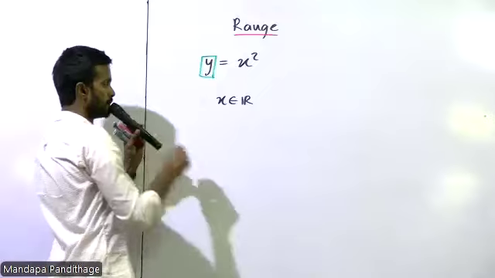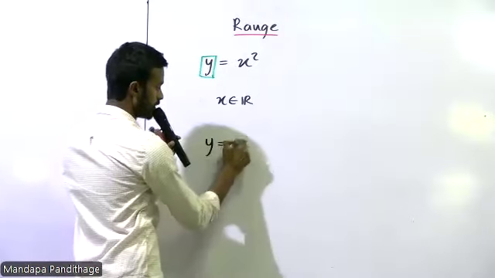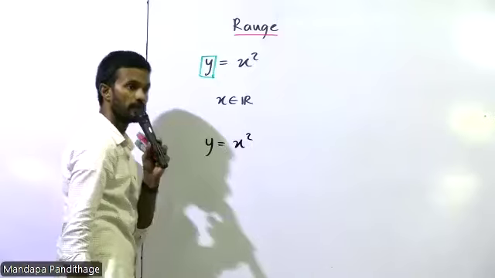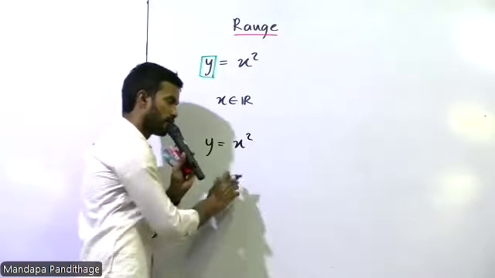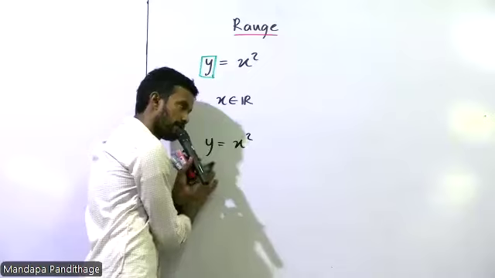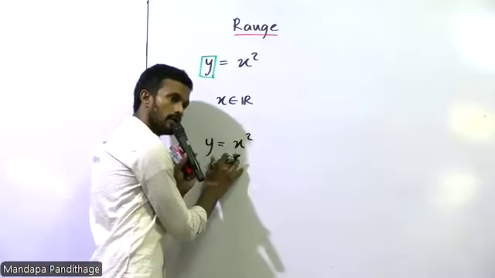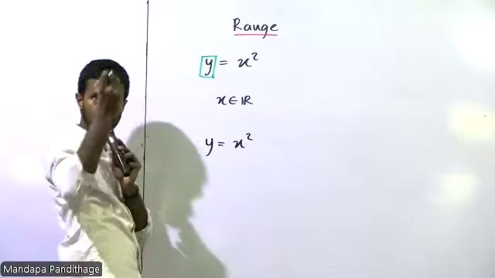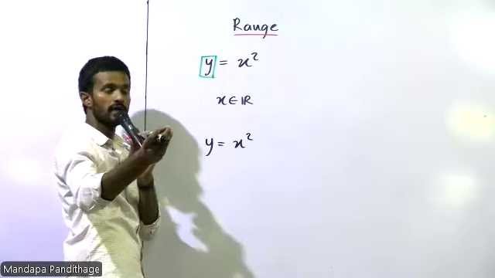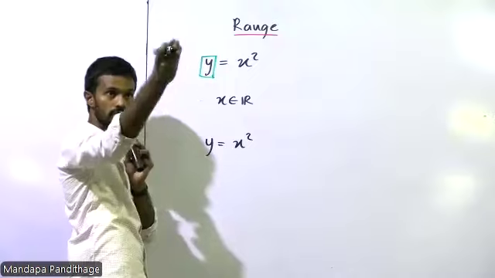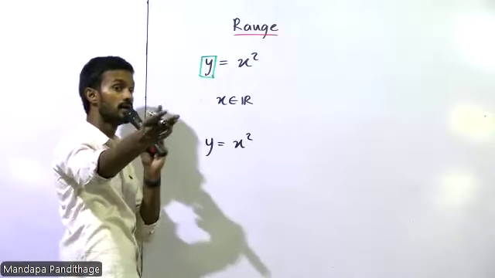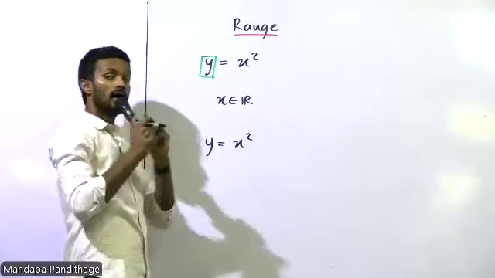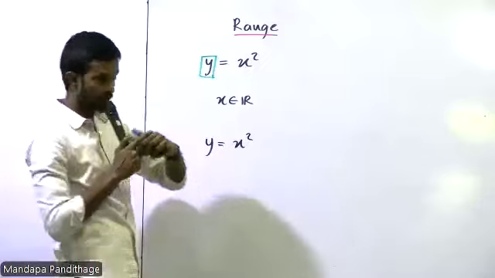Okay, now tell me, in this function, if I want to find the range, I need to find the y values that make x real. So if I want to check whether x is real or not, what am I supposed to do first? Again, you didn't get it.